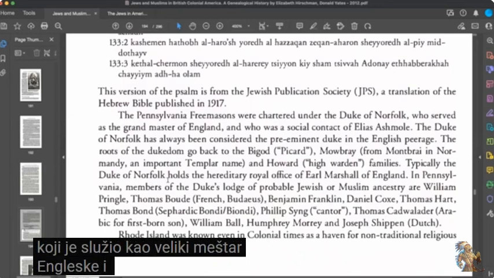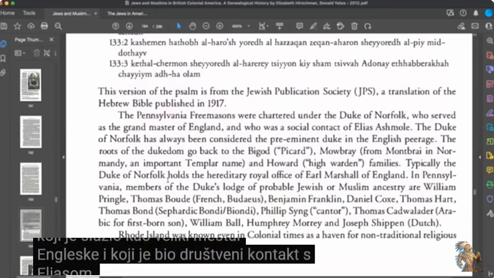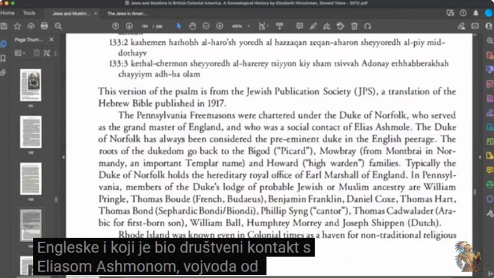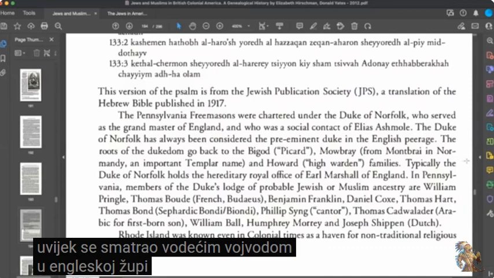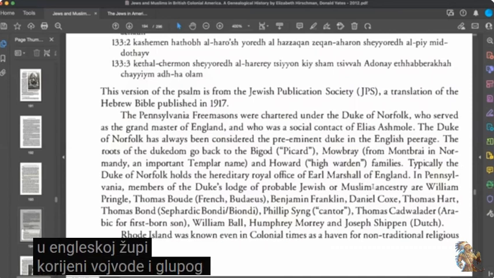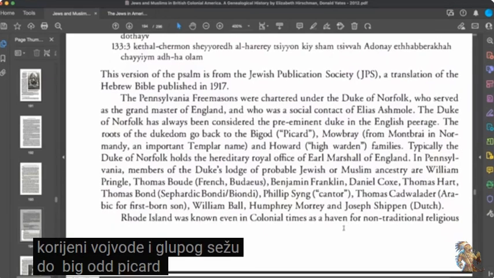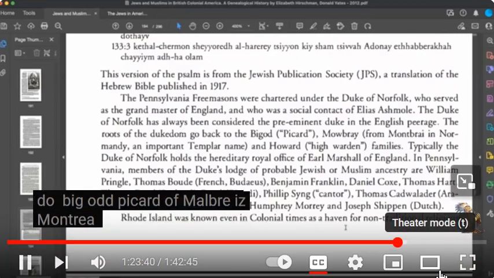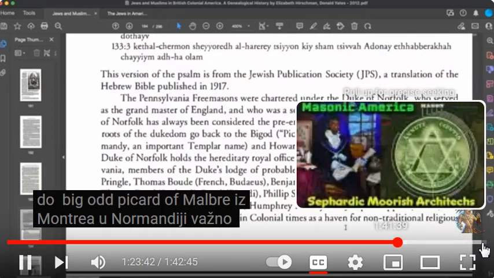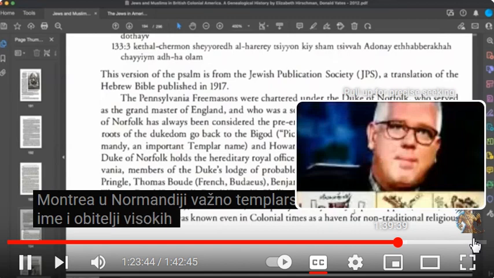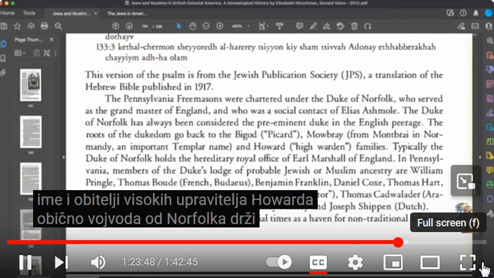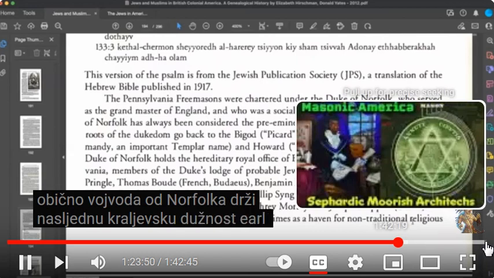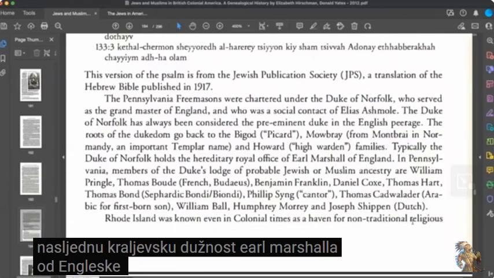The Pennsylvania Freemasons were chartered under the Duke of Norfolk, who served as the Grand Master of England, and who was a social contact of Elias Ashmole. The Duke of Norfolk has always been considered the preeminent duke in the English peerage. The roots of the dukedom go back to the Bigod, Picard of Mowbray, from Montbray in Normandy, an important Templar name, and Howard, Highwarden families. Typically, the Duke of Norfolk holds the hereditary royal office of Earl Marshal of England.